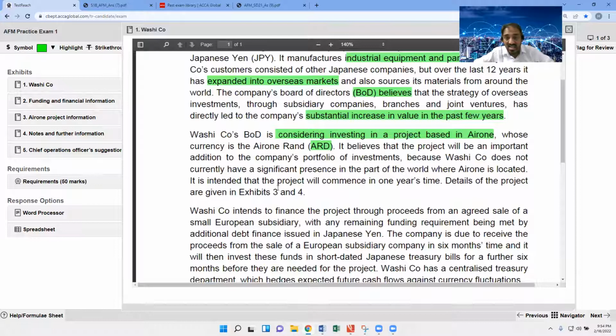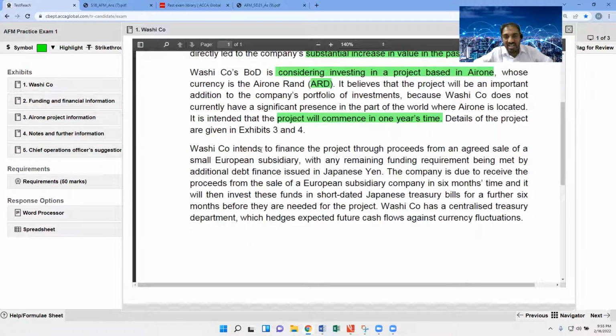It is intended that the project will commence in 1 year's time. Although the project will commence after 1 year, the requirement says you will consider that point after 1 year as Year 0. Details of the projects are given in Exhibits 3 and 4. Washi company intends to finance the project through the proceeds from an agreed sale.